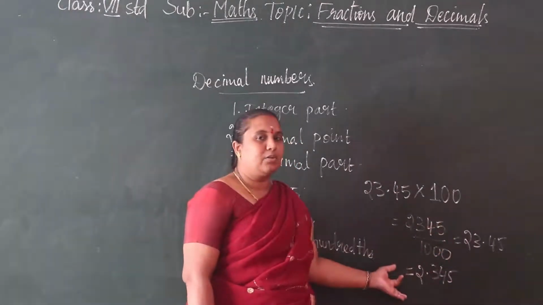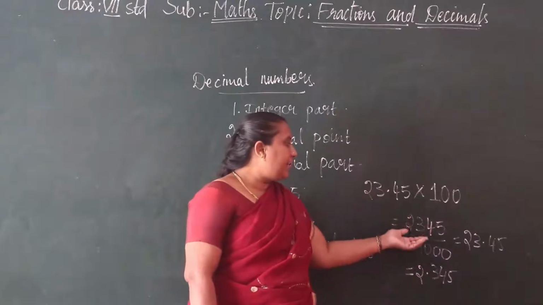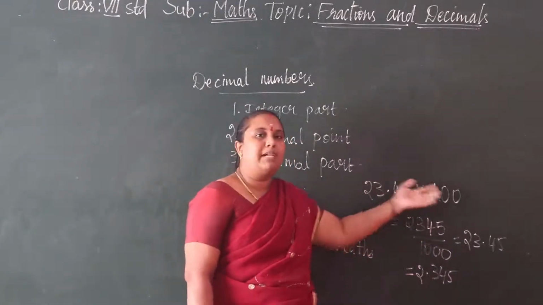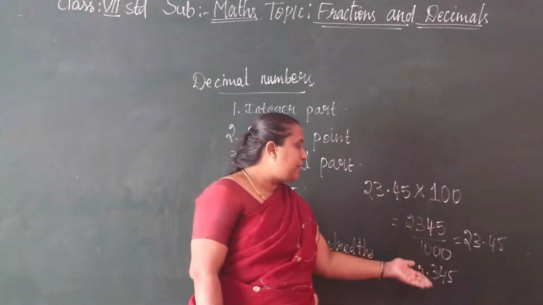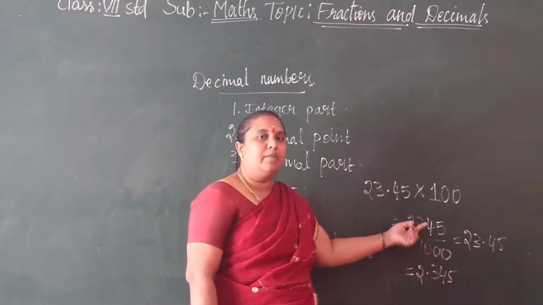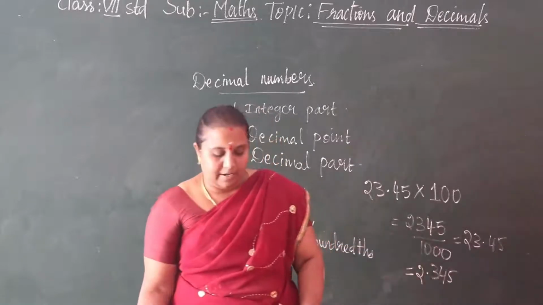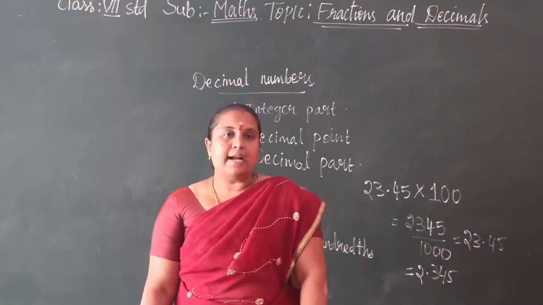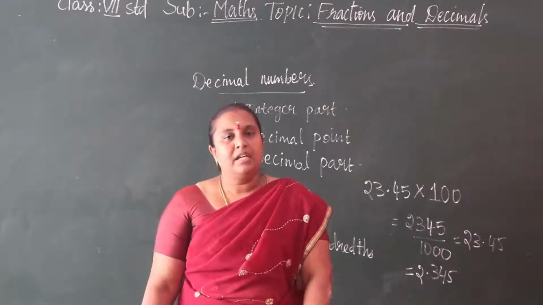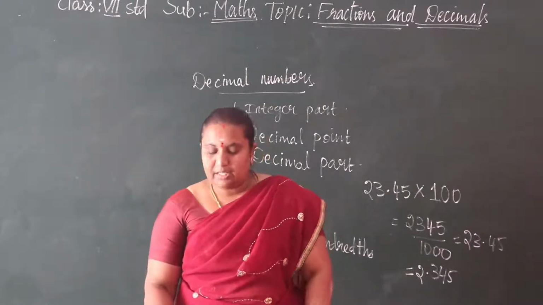So these are the 2 parts of conversion of decimal part into integer part and integer part into decimal part. If you want an integer from a decimal, we multiply. If we want decimal from an integer, we divide, writing numerator and denominator. Okay, understood children? Then addition and subtraction of the decimals.